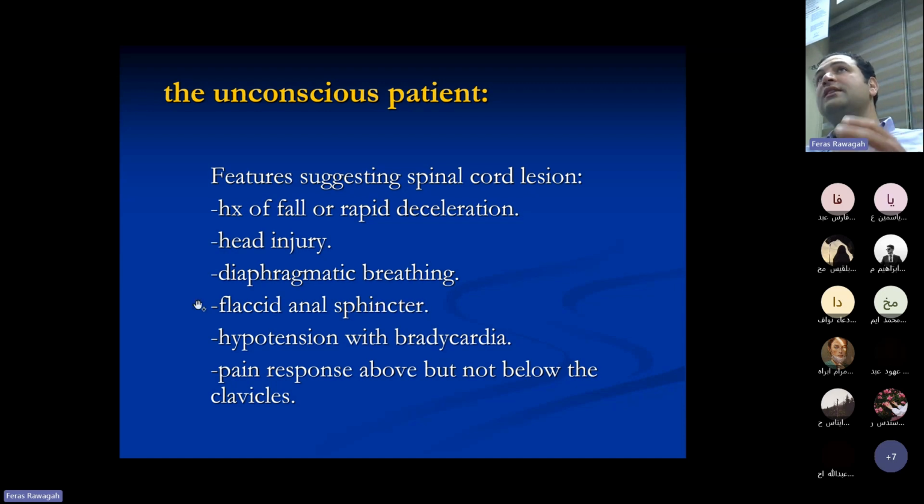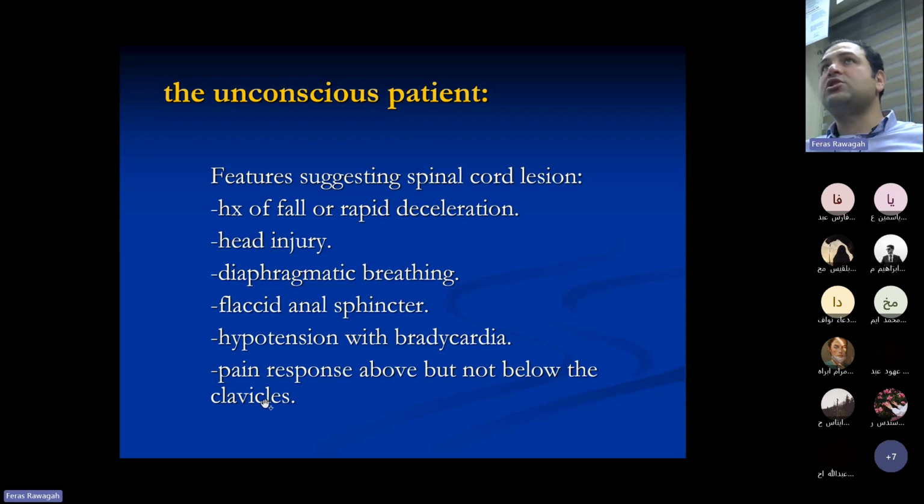You remember the acute phase, there is spinal shock syndrome, loss of all neurological function below the level of injury. Everything is flaccid. There are no reflexes, no muscle tone, so everything is flaccid. And part of it is flaccid anal sphincter. Hypotension with bradycardia, this is neurogenic shock. Pain response above but not below the clavicle.